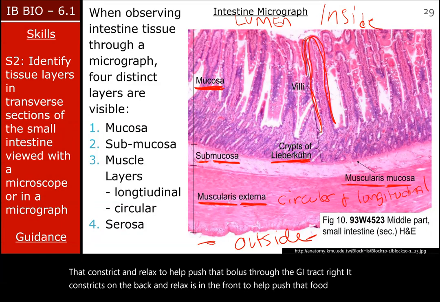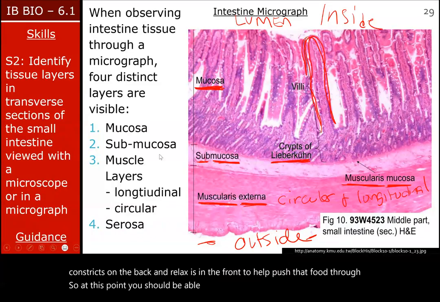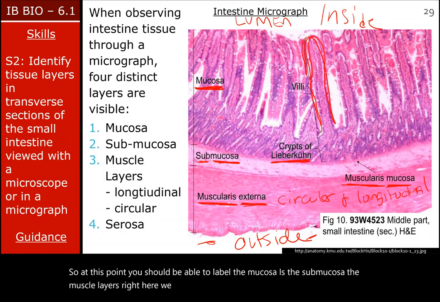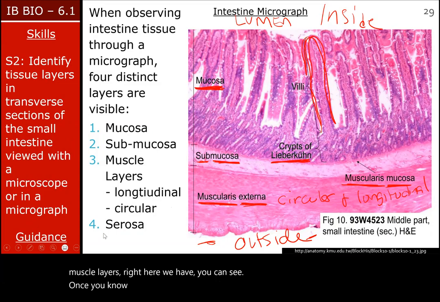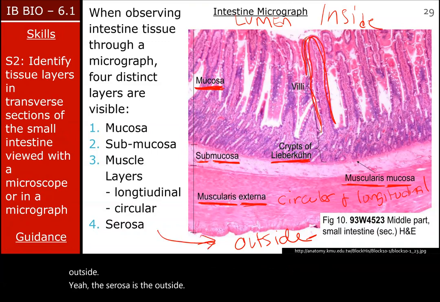So at this point, you should be able to label the mucosa, the submucosa, the muscle layers, right? Here we have, you can see the longitudinal and circular, and the serosa. Where's the serosa? Serosa is the outside. Yeah, the serosa is the outside. Alrighty.